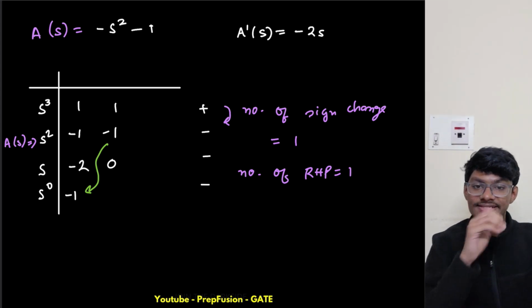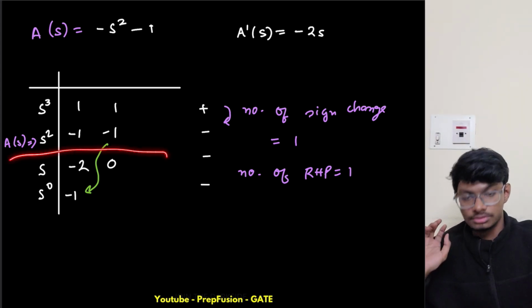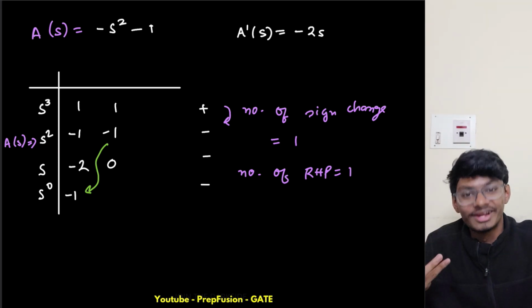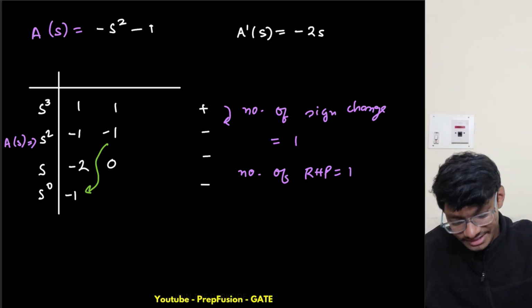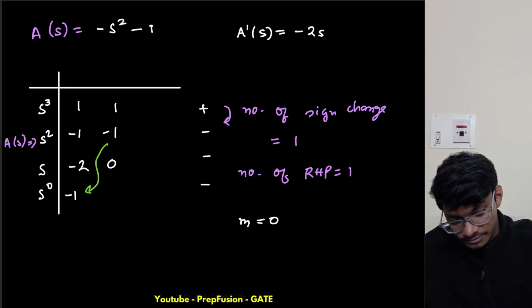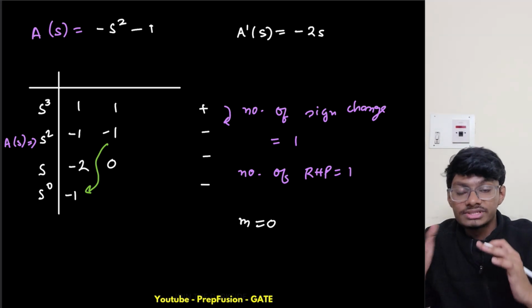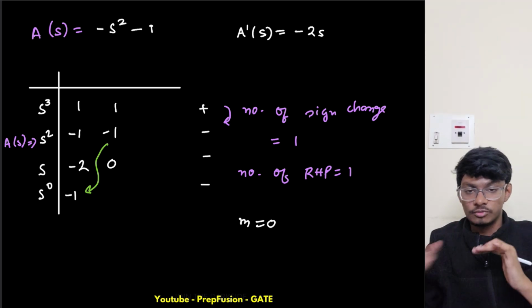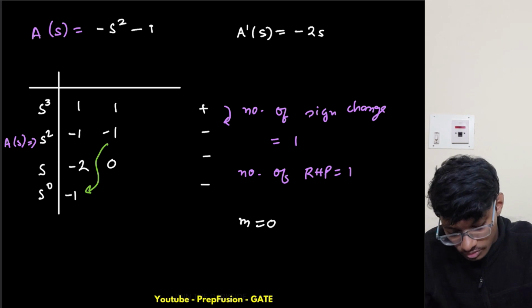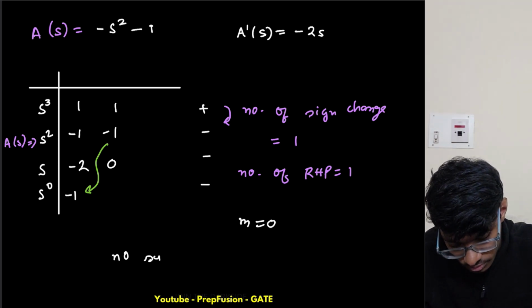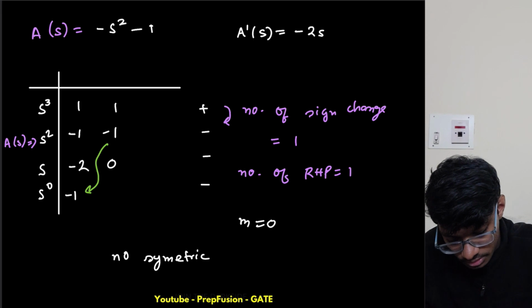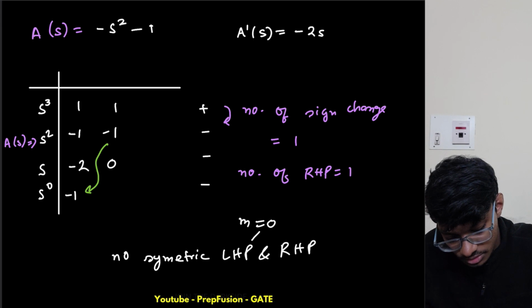But how many sign changes do I have below my auxiliary equation? I have none, right? Nothing. So m equals 0. So how many symmetric left half and right half poles will I have? Again none, right? So no symmetric left half pole and right half pole, as m equals 0.